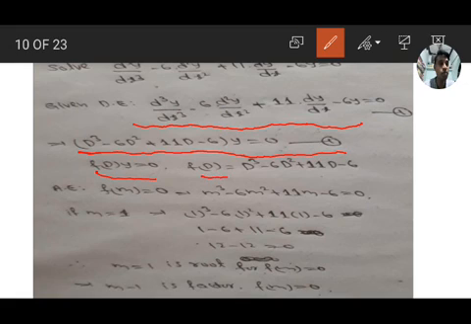We get f of D equal to D cubed minus 6D squared plus 11D minus 6. Okay, it is symbolic form. We got f of D equal to value. Then next step, second step, auxiliary equation. So f of m equal to 0.